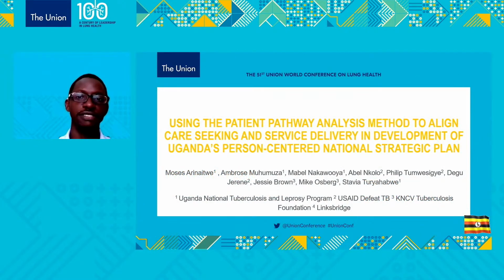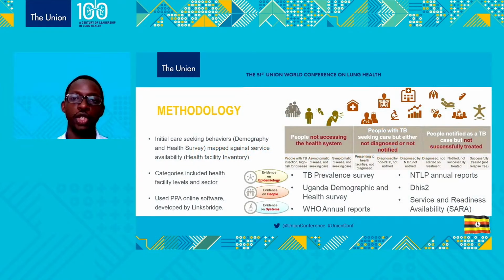We have come out of development of our national strategic plan, which is currently running from 2020, 2021 to 2024, 2025. And this is the team of people I worked with at the program from Uganda National TB and Leprosy Program, USAID Defeat TB, KNCV Tuberculosis Foundation, and Linksbridge. So the methodology we used here was to map care-seeking behavior using the demographic health surveys, and then mapped that with service availability at the different levels of the country's health facilities.